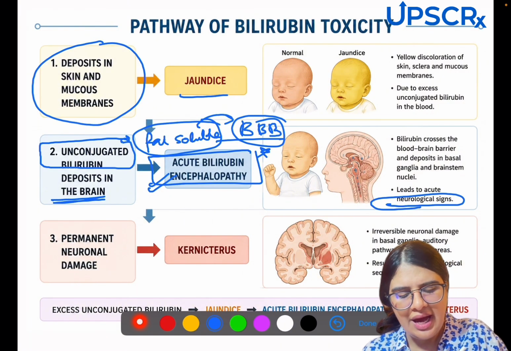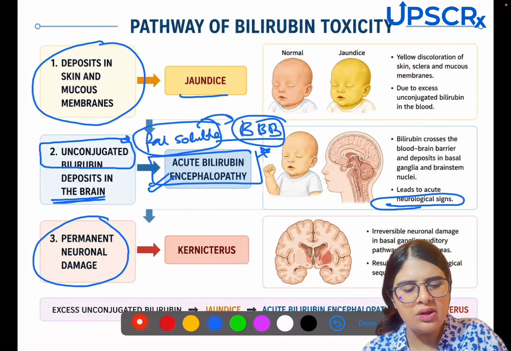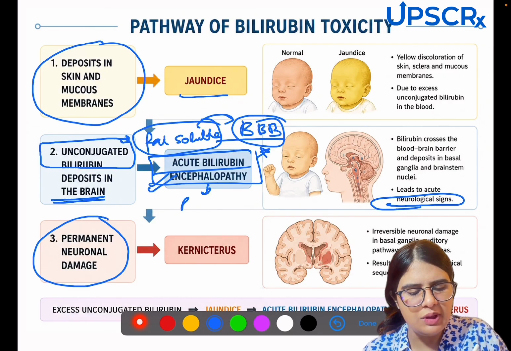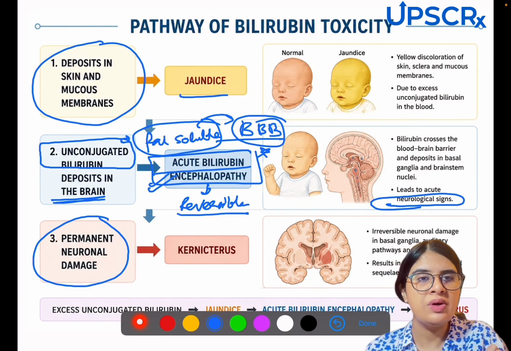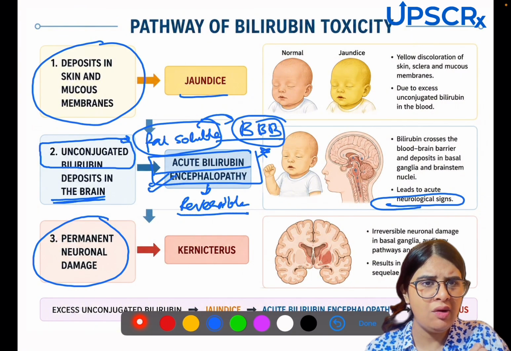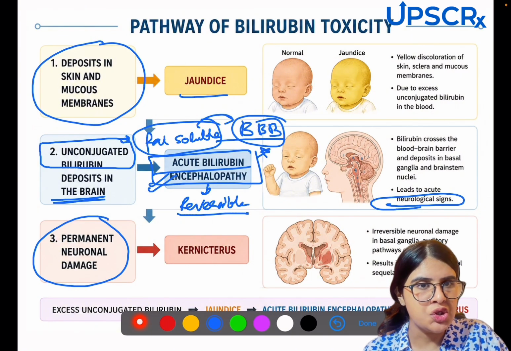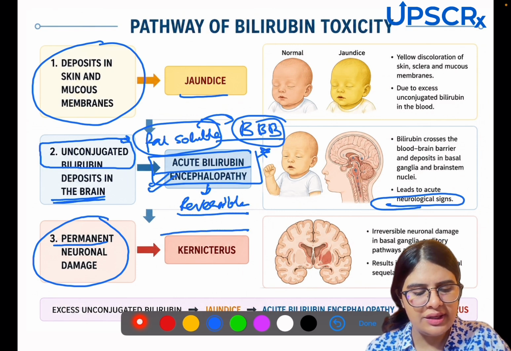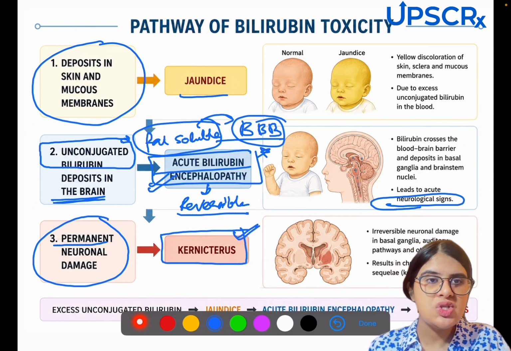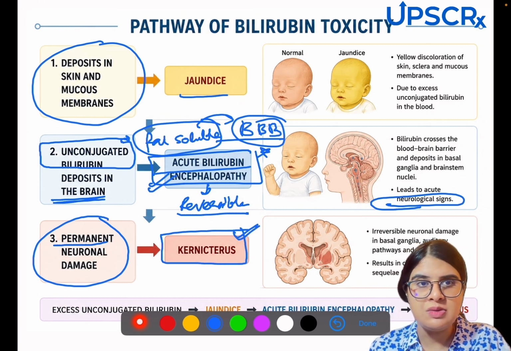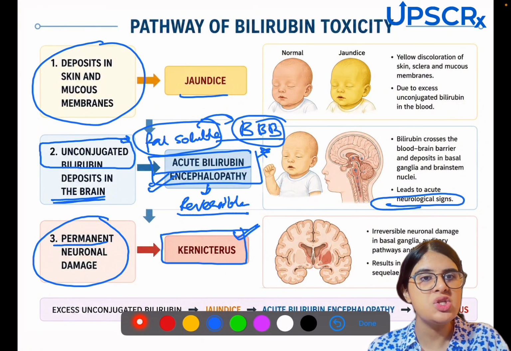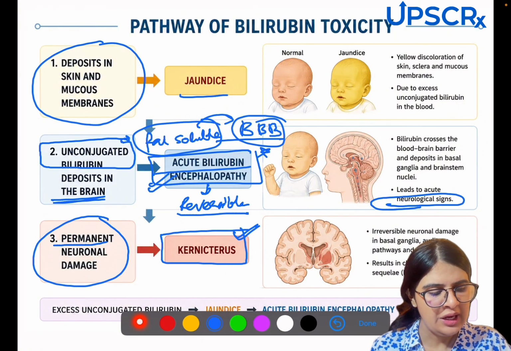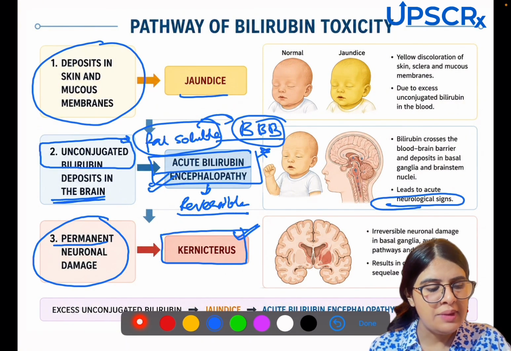This we will study. Acute bilirubin encephalopathy is reversible, right? You give phototherapy, you give exchange transfusion, you treat the underlying cause. This is a reversible condition. But if there is permanent neuronal damage, that is kernicterus, then this is irreversible. This is a permanent damage, and this usually affects the basal ganglia.